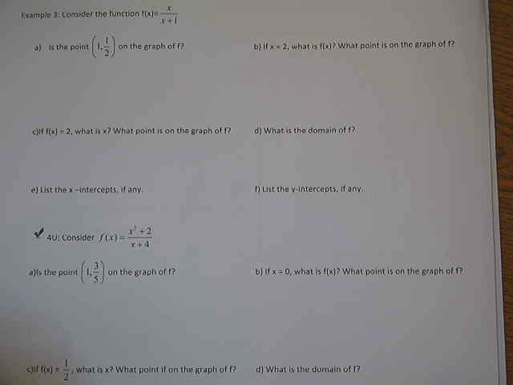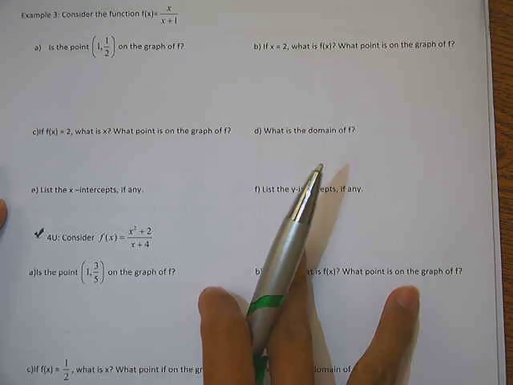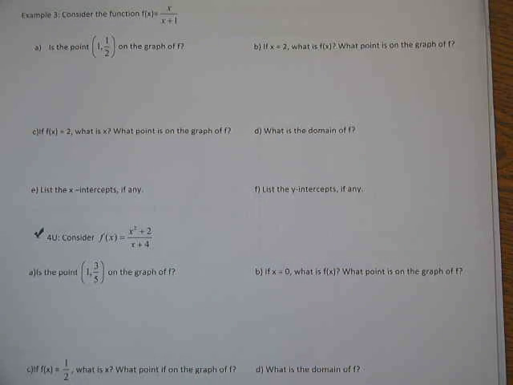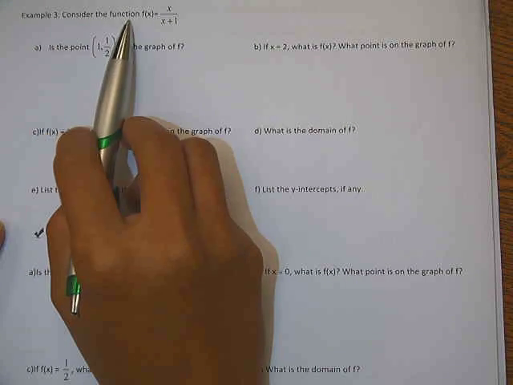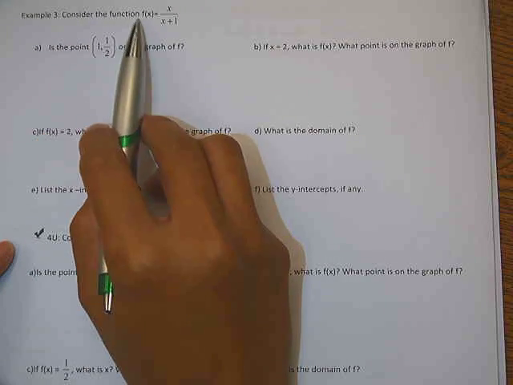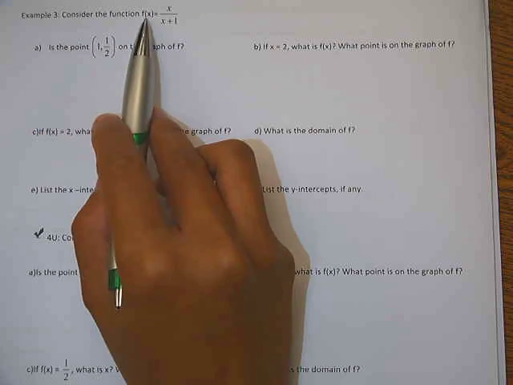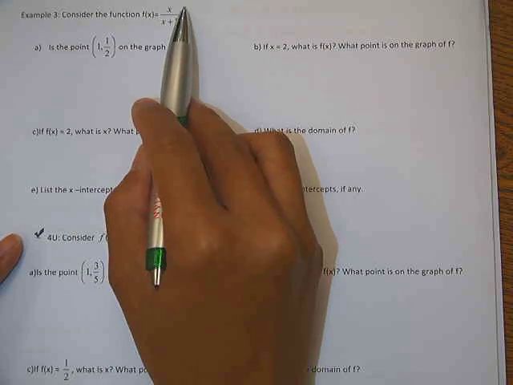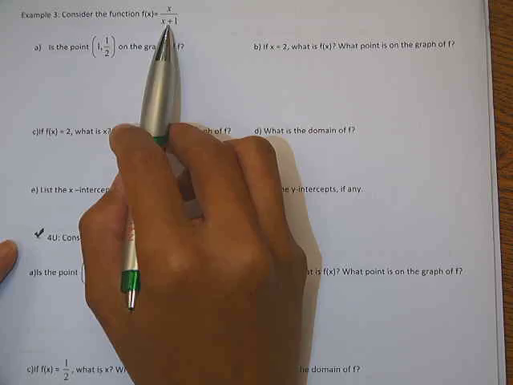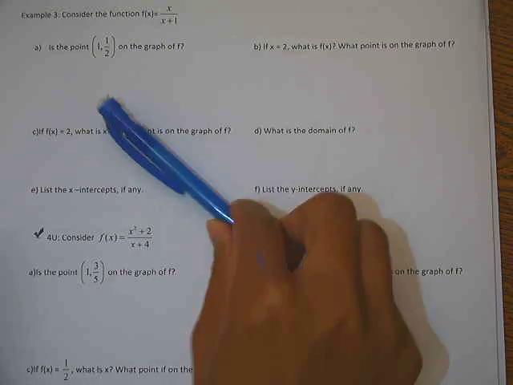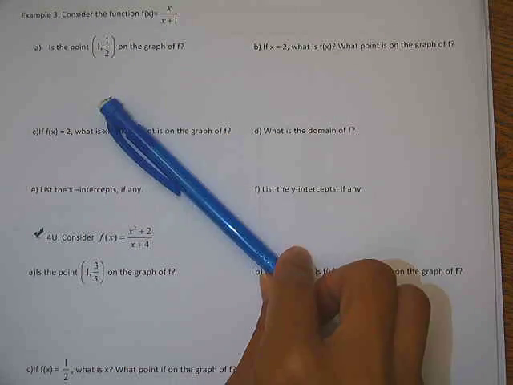This is example 3. Now, I just want to remind you over and over again, you have to understand your notes, not just copy for the purpose of copying. So if you don't understand it, please listen to it again. Okay. Consider the function f of x equals x divided by x plus 1. Right away we know it's a function, even without stating it, because of this notation right here. I'm going to use a pencil because I make a lot of mistakes.